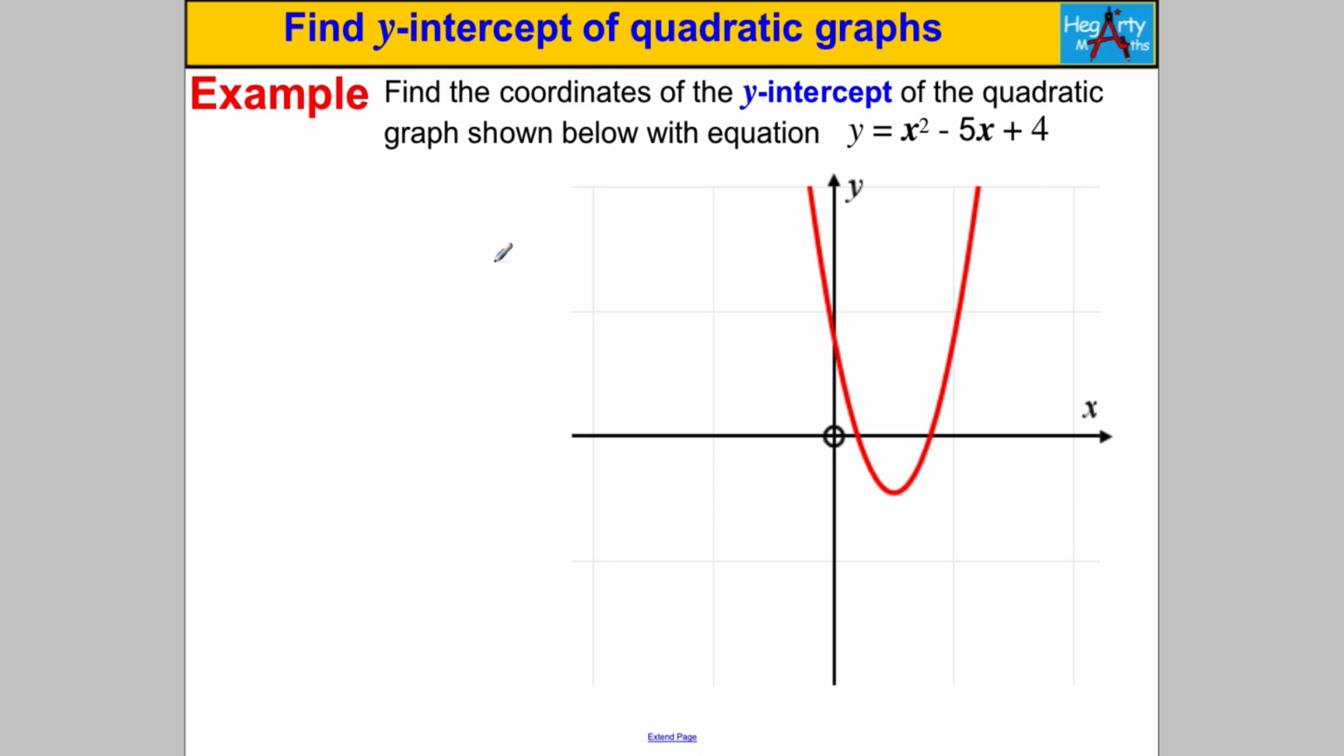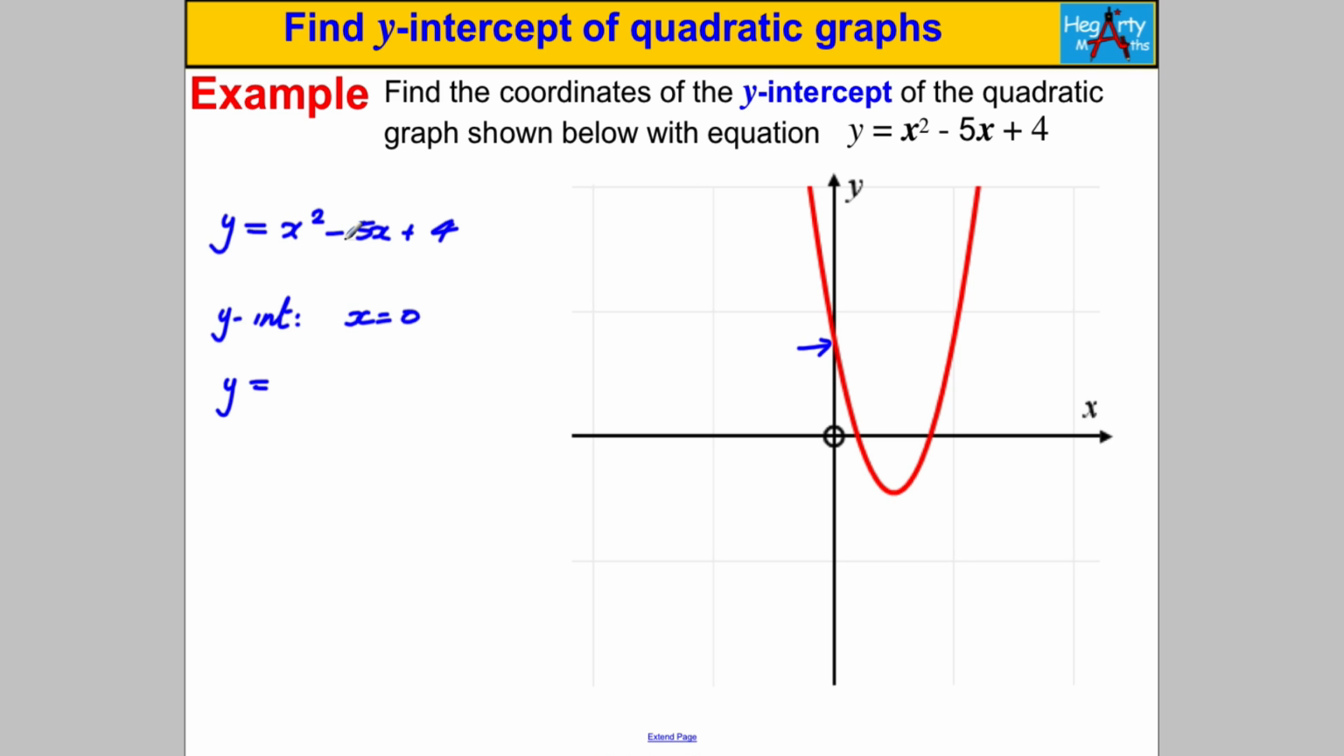So let's go straight onto an example. If you feel like you can, pause the video and do it yourself. Otherwise I'll go through in a few seconds. It says find the coordinates of the y-intercept of the quadratic graph shown below. Well, this is the point we're trying to find here, the y-intercept, and at that point I know for sure that the x coordinate is 0. So I'm going to write down my quadratic, y is equal to x squared, subtract 5x, add 4. I know for sure at the y-intercept, I'll always state what I'm doing, at the y-intercept x is equal to 0. So I'm going to find the y value that matches that.